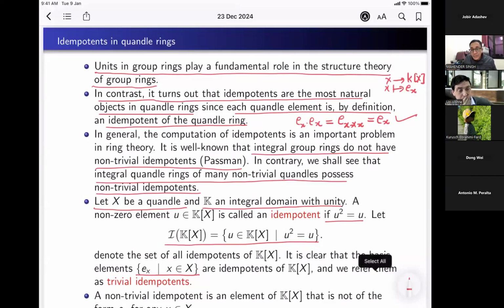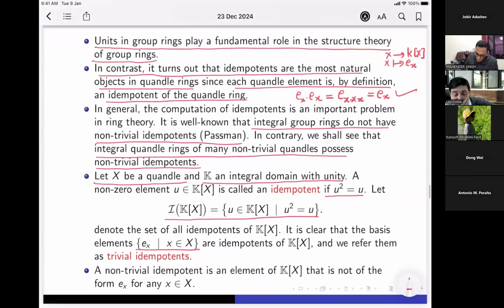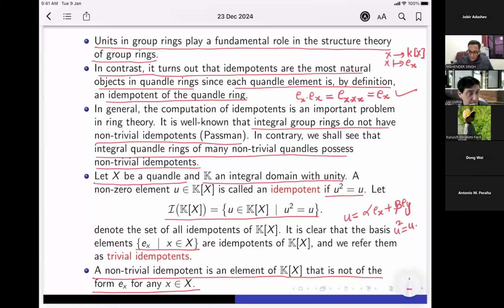What we are interested in is finding what are the non-trivial idempotents. So a non-trivial idempotent is an element of KX that is not of the form Ex for any x in X. For example, I want to know whether there is an element of the form alpha Ex plus beta Ey which is an idempotent, with u square equal to u. So we are interested in finding the non-trivial idempotents.